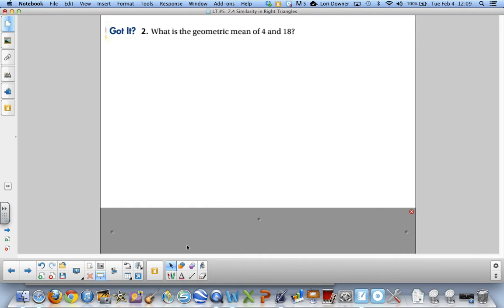Try this right now. What is the geometric mean of 4 and 18? Then write it down. You'll be asked to answer this at the end of the movie.